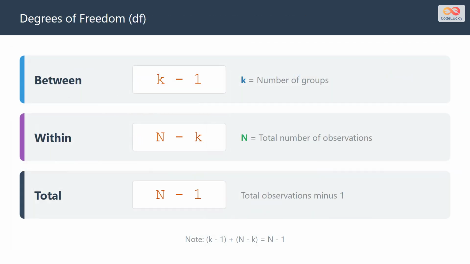Now for the math. The first column is degrees of freedom, or DF, for between groups. The formula is k-1, where k is the number of groups. For within groups, it is n-k, where n is the total number of participants. And for total, it is simply n-1. An easy check is that the first two rows always add up to the total row.